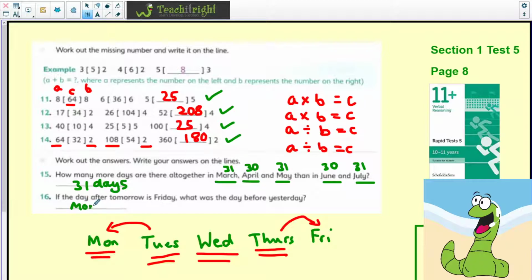Now sometimes, just so it's clearer in your head, you might find it easier to actually put the days out, just to get it really clear in your mind. Some of you might be able to do that in your head though. Well done if you've got those two correct.